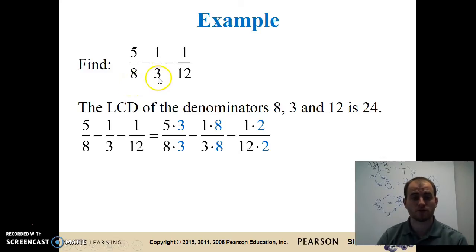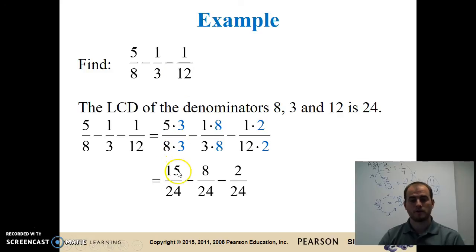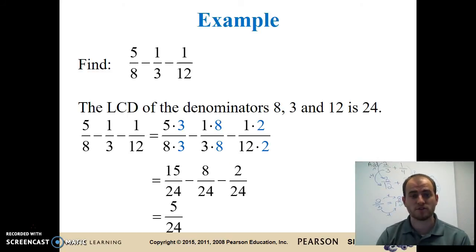To get the second one over 24, you'd multiply by 8. So you get 8 over 24. And the last one you multiply by 2 to get 2 over 24. Now we can subtract. 15 minus 8 is 7, minus 2 is 5/24. Okay, so same process every time. Find the least common denominator, rewrite the fractions with the least common denominator, and then add or subtract and keep the common denominator.